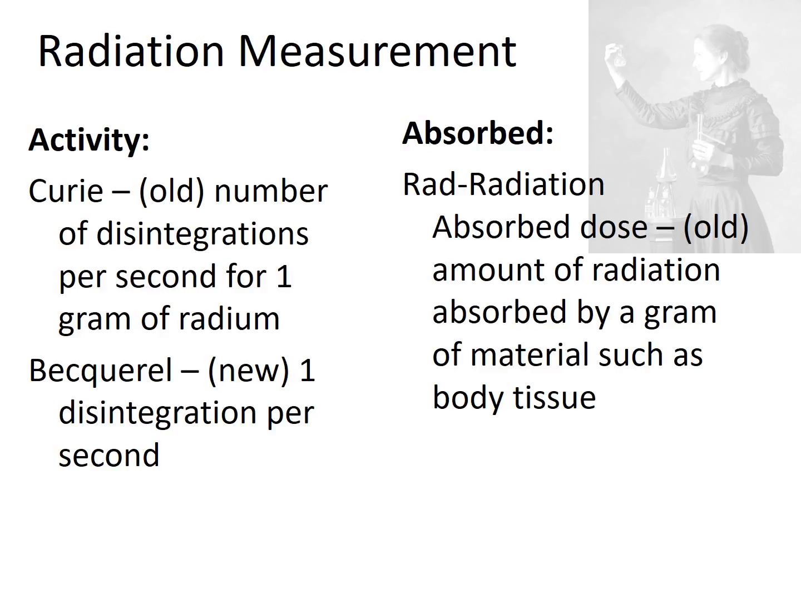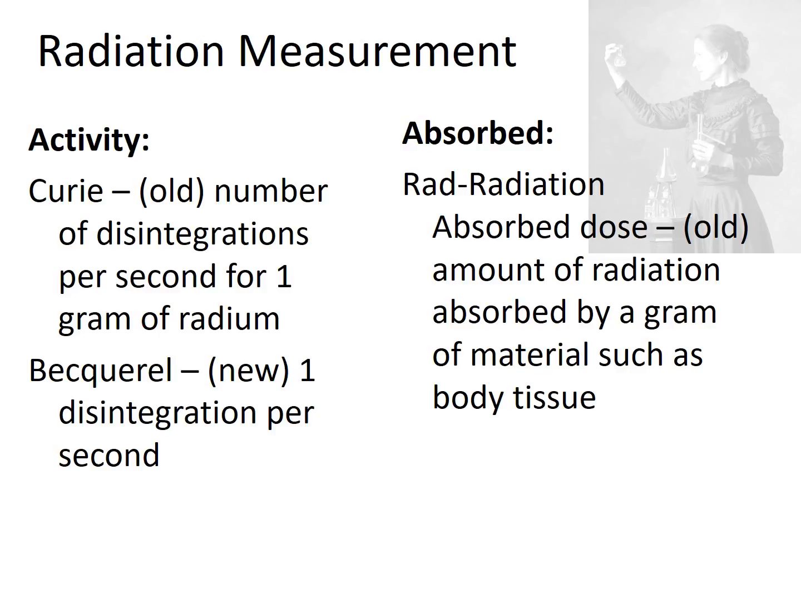Absorbed, an old way of measuring that was called a rad. They actually said so many rads of radiation. Rad stands for radiation absorbed dose, and it's based on the amount of radiation absorbed by a gram of material, maybe a gram of body tissue.